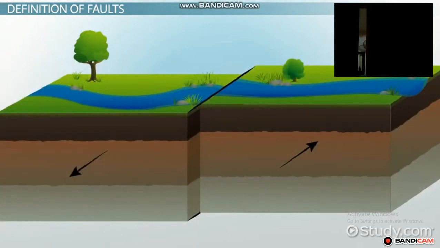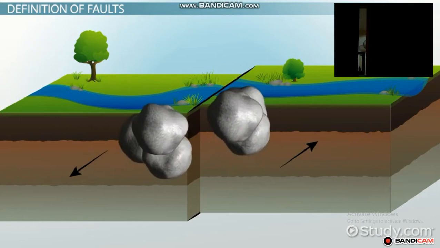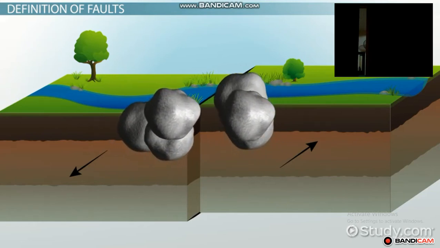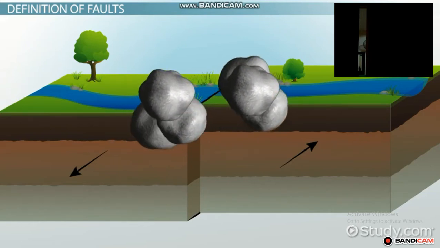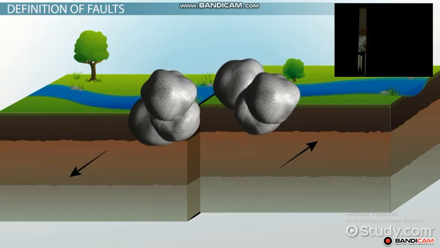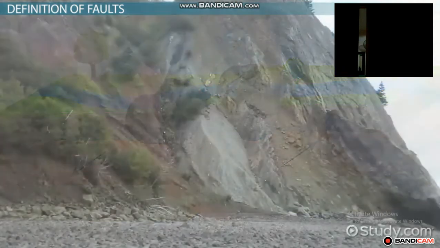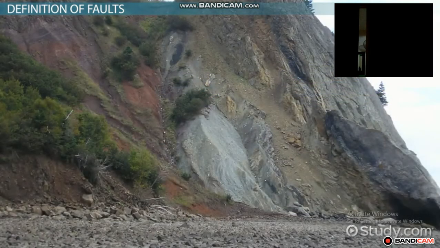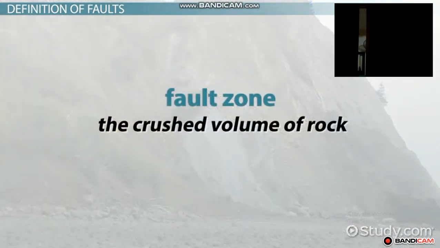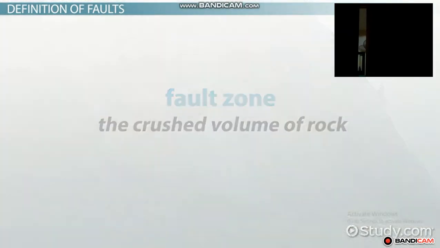Rarely, however, does the shifting motion occur along a single simple plane. As the rocks grind past each other, they get crushed and broken, and movement can happen anywhere within that volume of disturbed rocks. Due to this, geologists often refer to the crushed volume of rock as a fault zone.